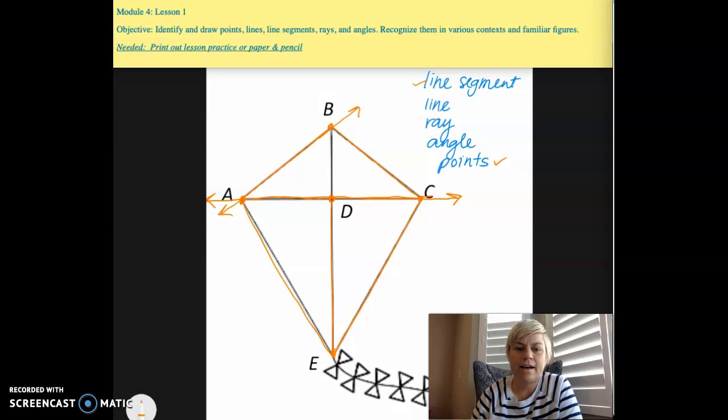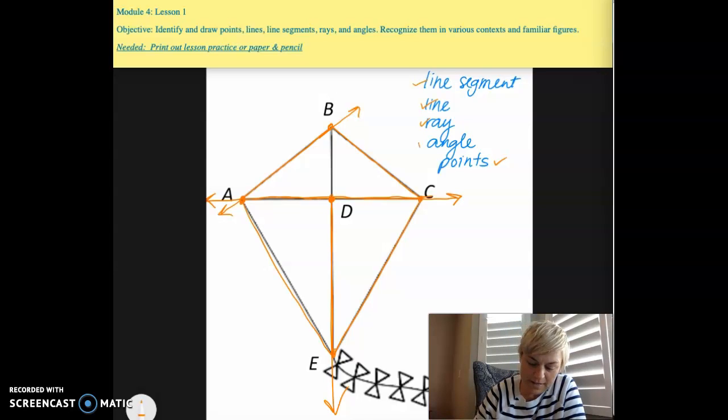All right, do we have any rays? No, let's make a ray. How about D is a ray going here past E. Now we do have a ray. It starts at D and it goes past E.